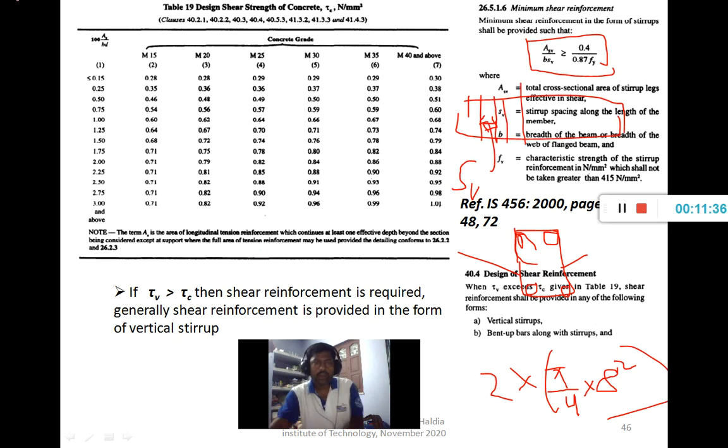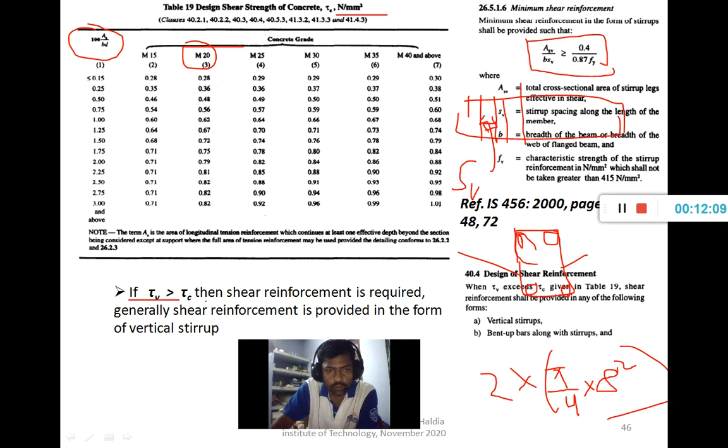So tau c, how do you calculate? So find out pt equal to 100 into Ast by bd, and for different grades of concrete, here we are using the grade of concrete M20. So for different pt values you get the tau c value. The unit is Newton per millimeter square. For any intermediate value, linear interpolation has to be made.